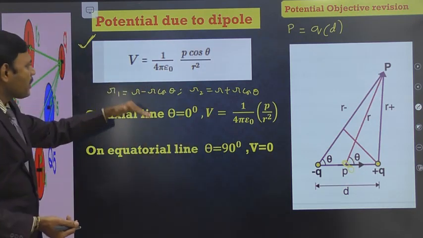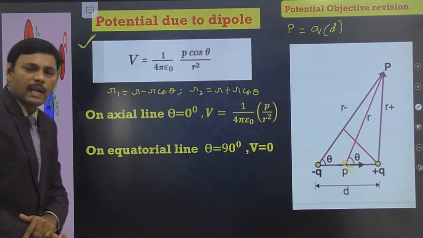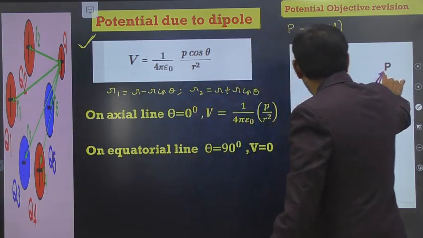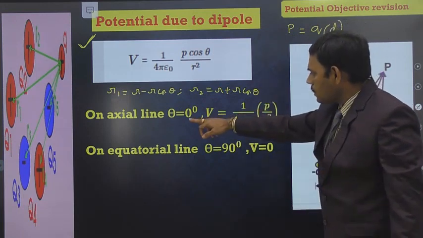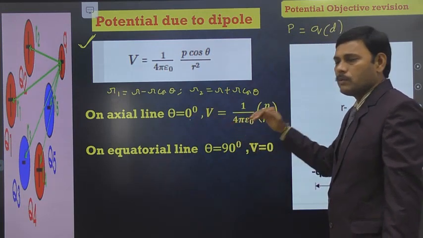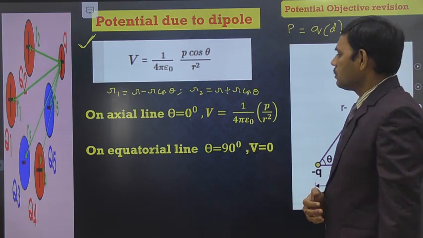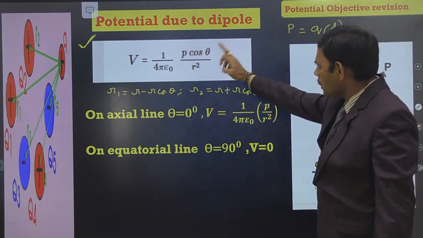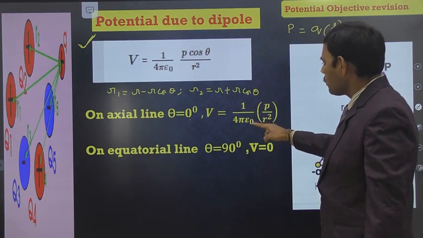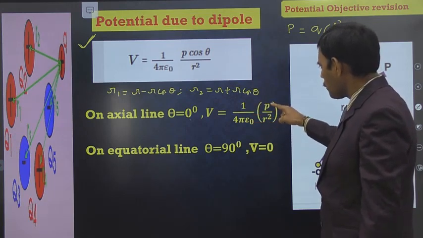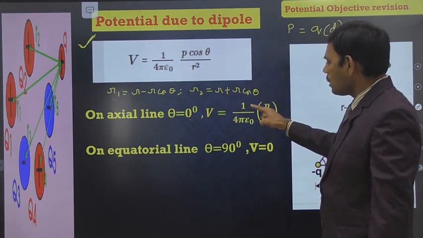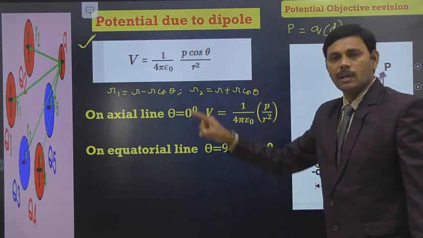Now we come to subcases of this formula. On the axial line of the dipole, if you consider this point P on the axial line, then theta reduces to 0 degrees. When you consider an axial line point, theta becomes 0 degrees, then cos 0 is 1 in the above formula. Therefore, 1 by 4 pi epsilon naught p by r square, where p is the dipole moment, is the potential due to the dipole on the axial line.